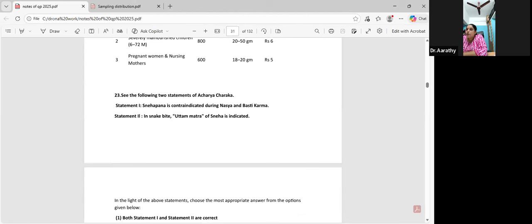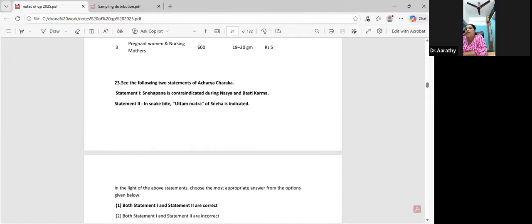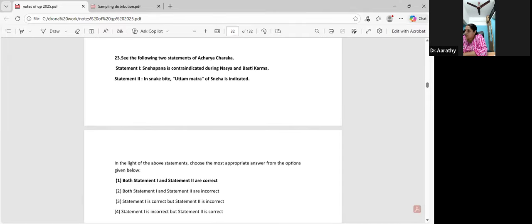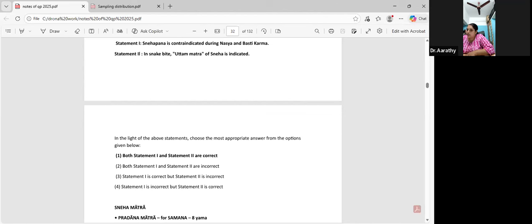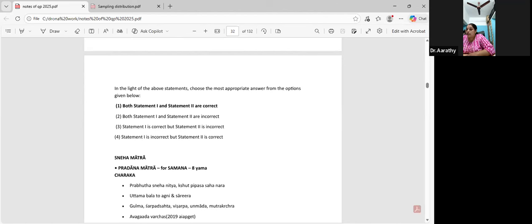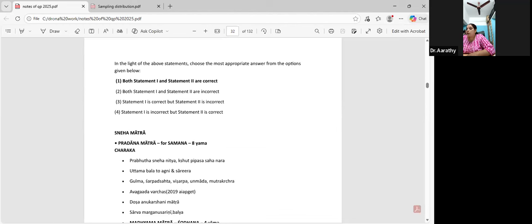23rd question. See the following two statements of Acharya Charaka. Statement 1: Snehapana is contraindicated during Nasya and Vastikarma. Statement 2: in snake bite, Uttama Matra of Snehapana is indicated. So coming back to Panchakarma indications and contraindications. I said about Vamana, you got a question on Vamana Virechana just a few questions back, right? Now again for Snehapana, Nasya and Vasti. Snehapana indications and contraindications is another question. So you can imagine the importance of the topic.